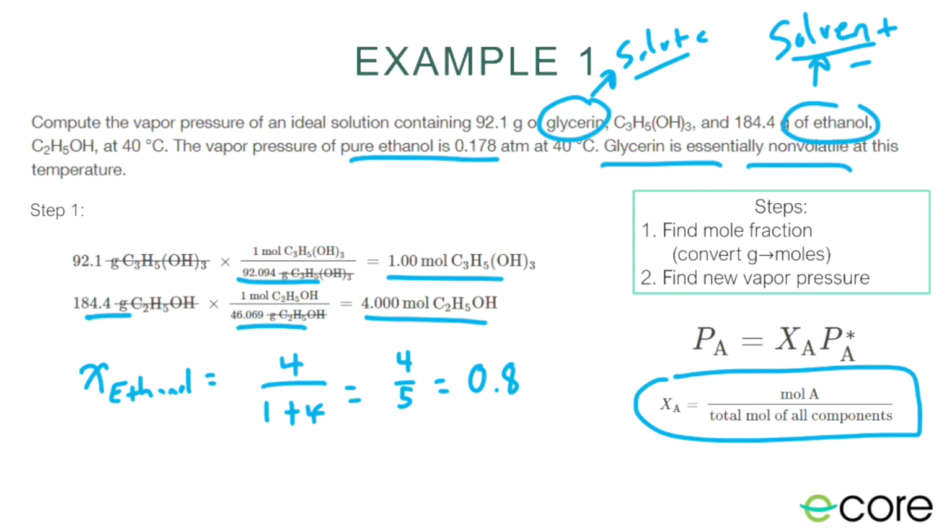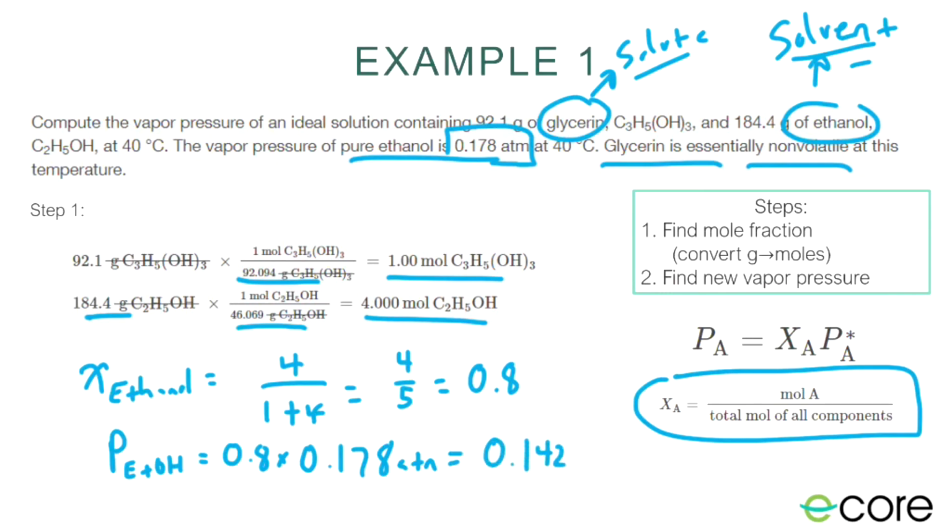Now, if I want to calculate the new vapor pressure, I need to plug that into my expression and know that my new vapor pressure for ethanol, ETOH is a fancy abbreviation for ethanol, by the way, I'm going to put in my mole fraction, 0.8, times my original vapor pressure, which is P_A with the little star on it. And remember, we were told that vapor pressure was 0.178 atm. And so we're going to put 0.178 atm. When we do that, we're basically just taking 80% of 0.178, and we're going to get 0.142 atm. Okay, so that's the new reduced lowered vapor pressure.